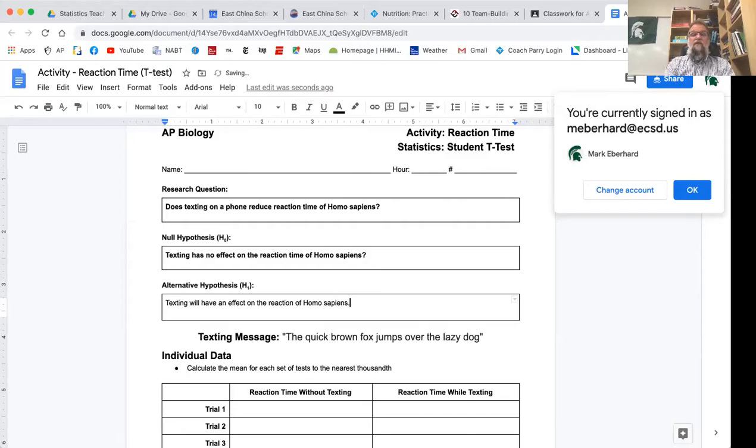Yes, I can type. That should be a period, not a question mark. And so you would fill in something to that effect.